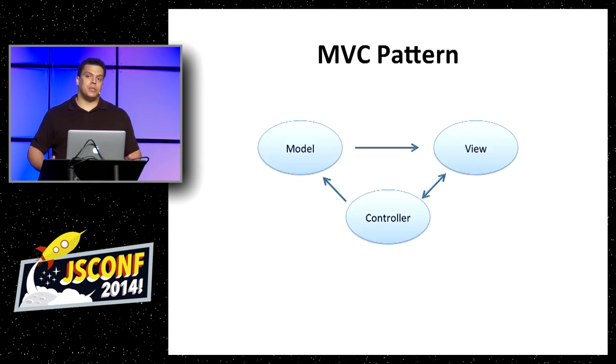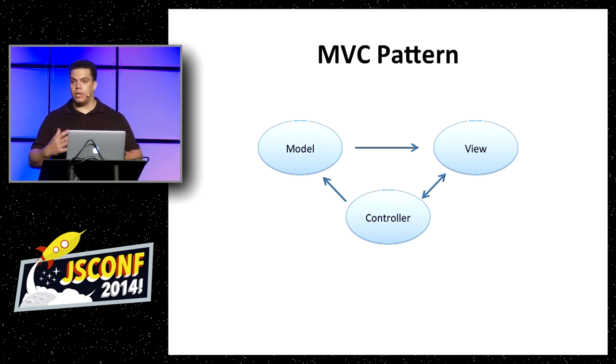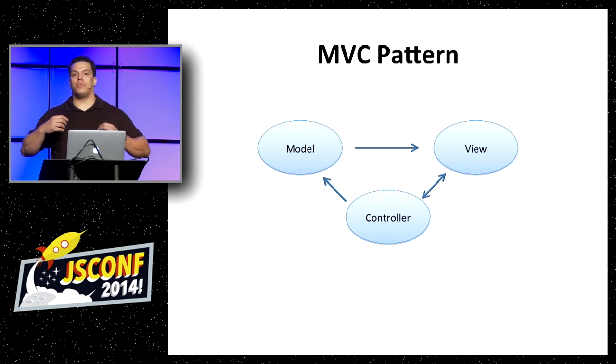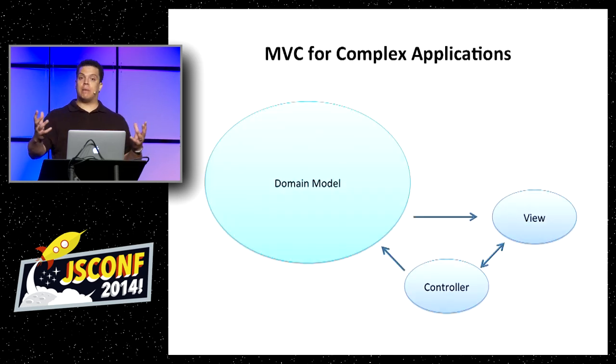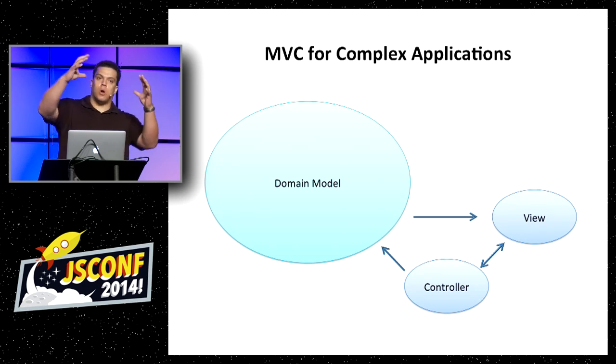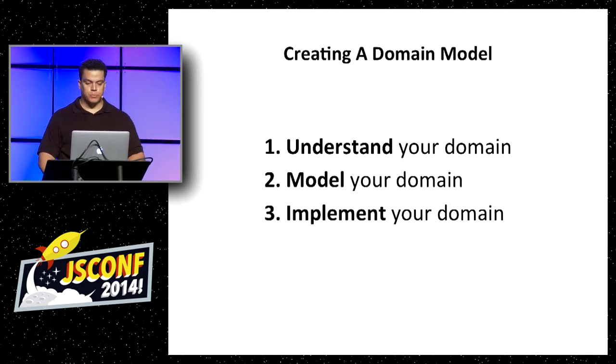When we talk about the MVC pattern, the M in MVC is called the model for a reason. They want your M to be your domain model, so that that is where all of your business logic lives, and then you've got these other ancillary things.